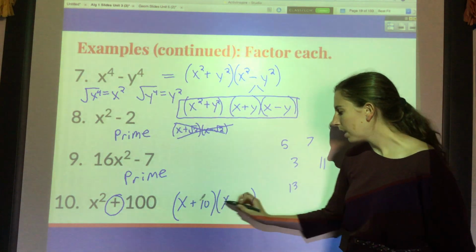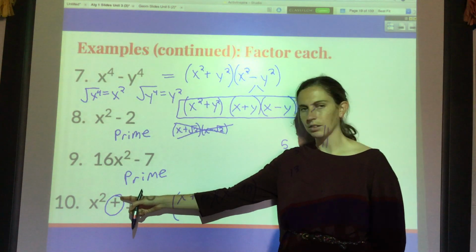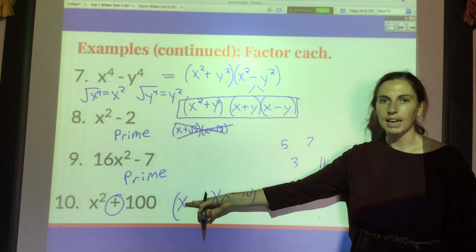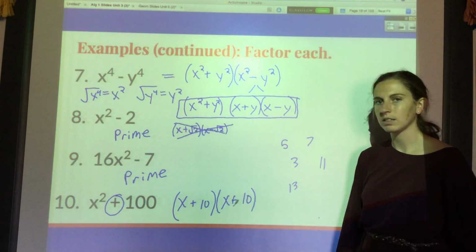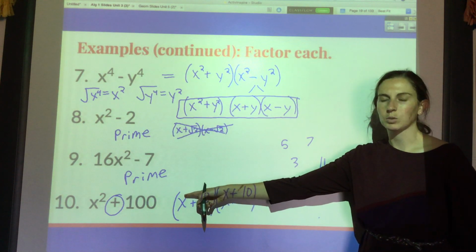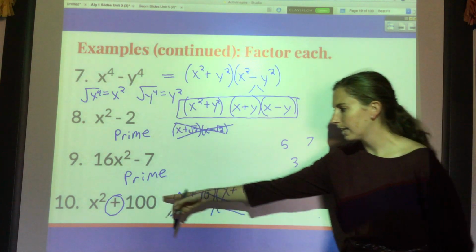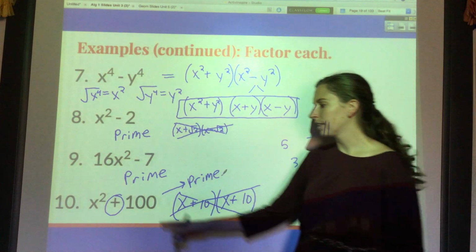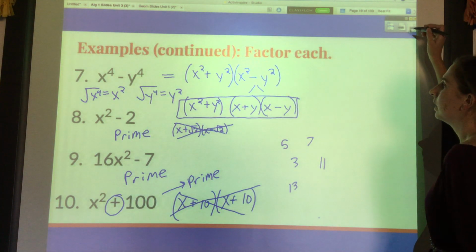Like, if I make one plus and make one minus, 10 times negative 10 is always gonna be a negative. And that's the only way to get 10x and negative 10x to cancel, so it's gotta be a plus and a minus. You can't have plus and plus, because then I would have 10x plus another 10x, which would be 20x. So that doesn't work. Once again, this is prime. It does not factor. It is not the difference of two squares. It's the sum of two squares. All right.